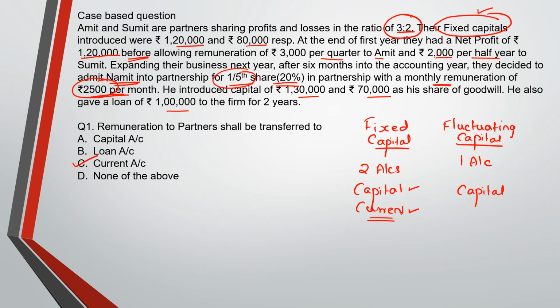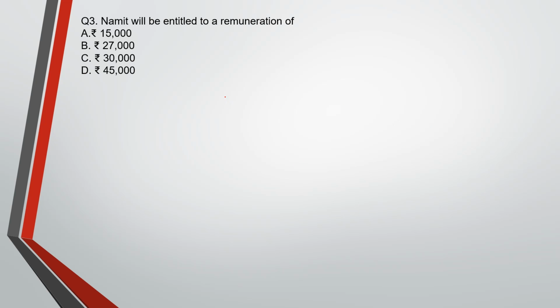Here, if you see, expanding the business next year, after 6 months into the accounting year, they've already entered the accounting year and 6 months have passed. So after that, he was admitted. After 6 months completed he is admitted, which means he has been a partner for only 6 months in that year. And therefore, he'll be entitled to monthly remuneration of 2,500 per month for 6 months. So 2,500 into 6 would be 15,000 rupees. So the correct option would be 15,000.